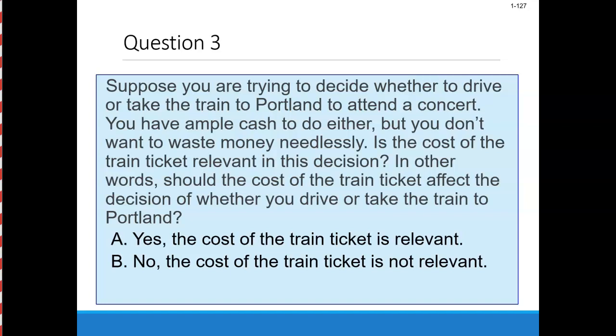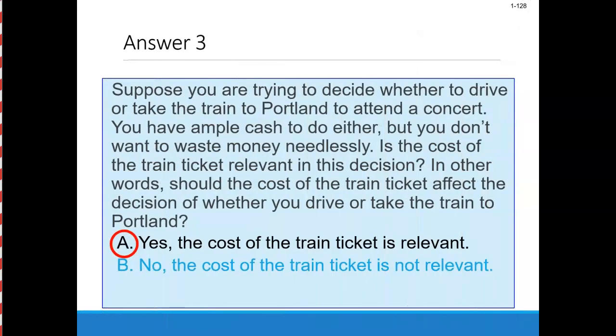Suppose you're trying to decide whether to drive or take a train to Portland to attend a concert. You have ample cash to do either, but you don't want to waste money needlessly. Is the cost of the train ticket relevant in this decision? In other words, should the cost of the train ticket affect the decision of whether you drive or take the train to Portland? I think it would matter, because won't you evaluate, well, here's the cost of the train versus the cost of me driving and parking, right?